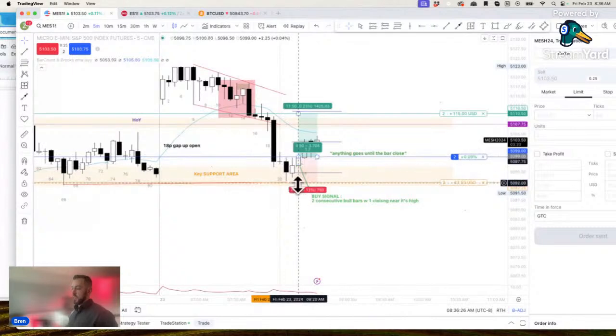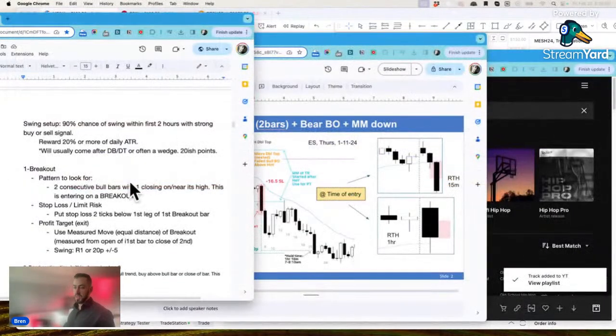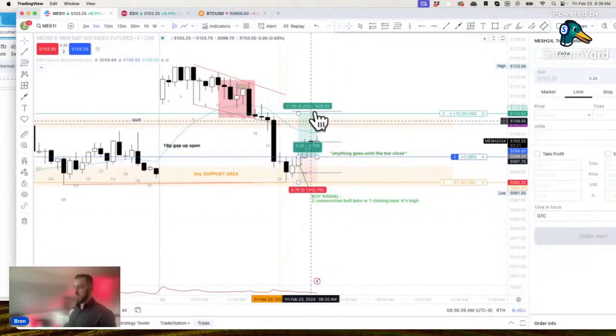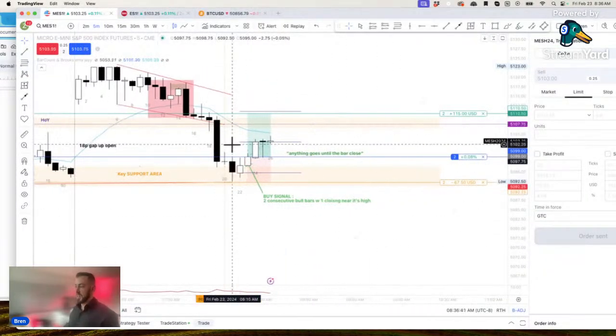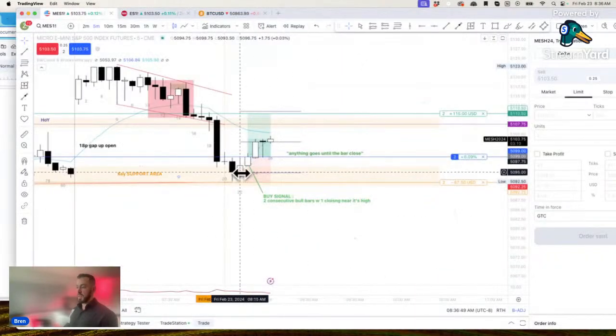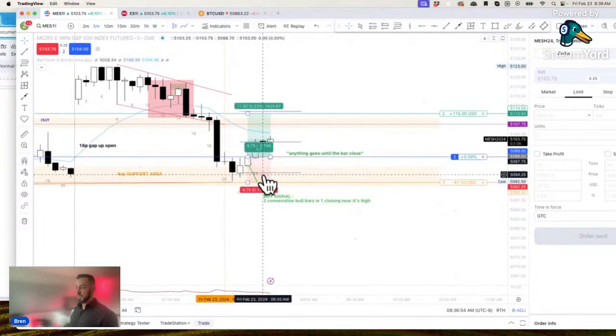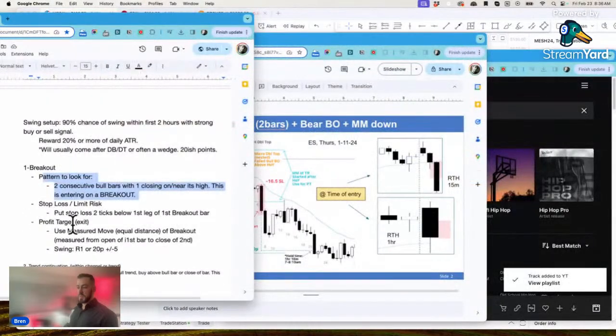Okay, so we got a strong buy signal because we got 2 consecutive bull bars, 1 closing on or near its high. Now let me check my setups. 2 consecutive bull bars with 1 closing on or near its high. Okay, so that's the pattern that I look for. This is entering on a breakout. So we're trying to break out to the upside. So that's my setup, right? Now the stop loss: I put my stop loss 2 ticks below the first leg, the first breakout bar. So that's this one. Okay, and notice my stop is 2 ticks below that, right? Okay, cool. Profit target: use a measured move. Equal distance of breakout. Measure from the open of the first bar to the close of the second.